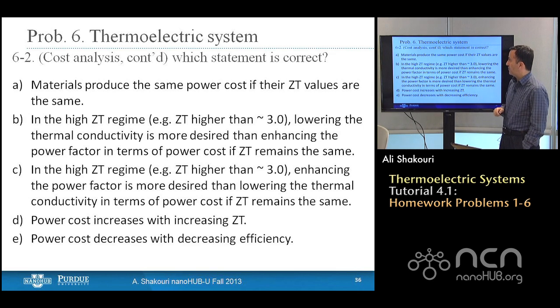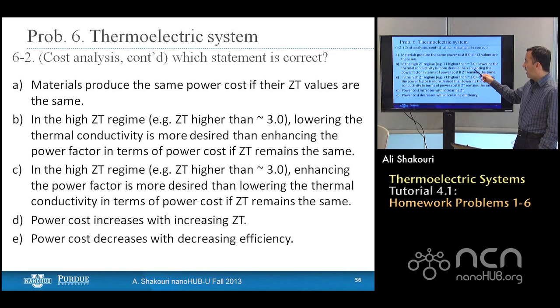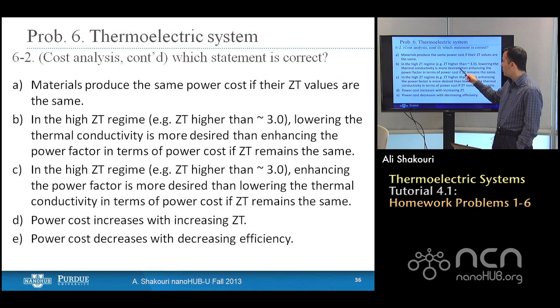So these are the 5 options for the last question. Cost analysis. Materials produce the same power cost if their ZT values are the same. That's not correct. In the high ZT regime, ZT bigger than 3, lowering the thermal conductivity is more desired than enhancing the power factor. Option C was a reverse of option B, so one of the 2 should be correct.